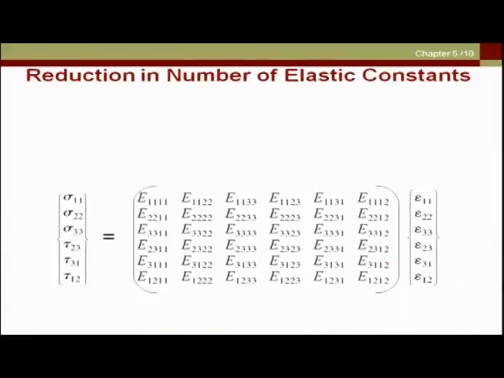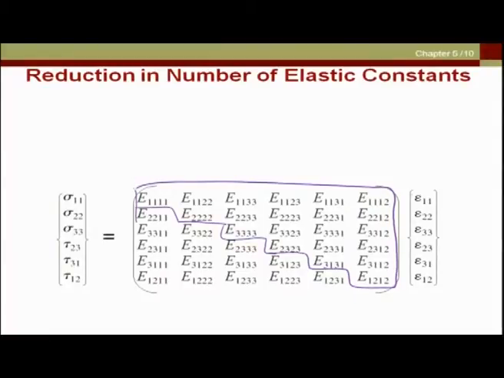If that is the case, how do these equations work out? Earlier we had shown that, because of strain energy considerations, these are the only independent elastic constants, because this matrix is symmetric. So, for full anisotropy, we have 21.